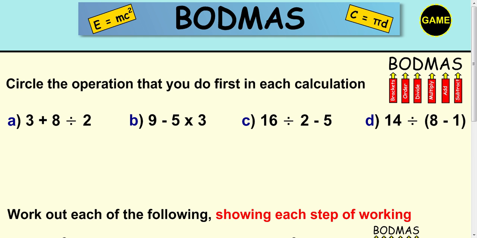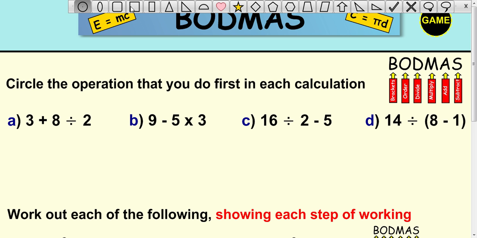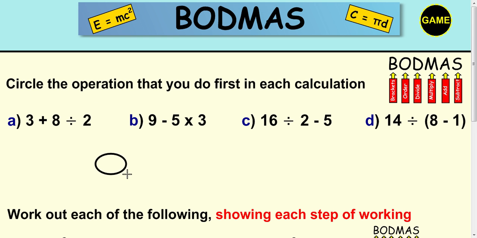So looking at this first calculation here, I'll just get a wee oval. We would circle the 8 divided by the 2. So that's what you do before the add, because divide comes before add in the word BODMAS. It's handy to write this down next to the calculations you're doing. So in this sense what we would do 3 plus 4, and that would give you 7.